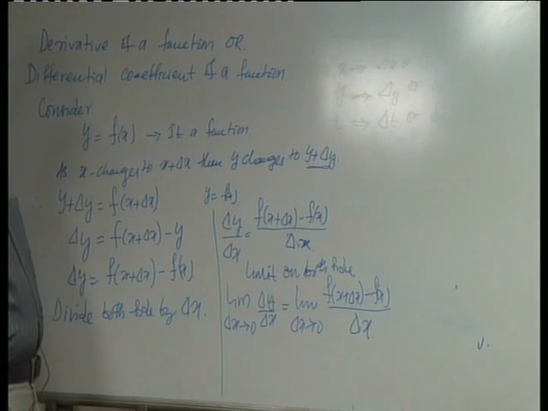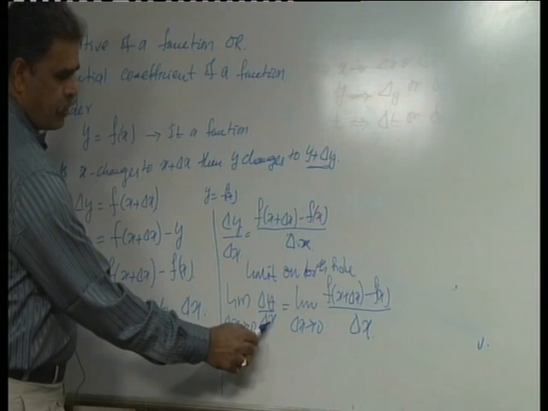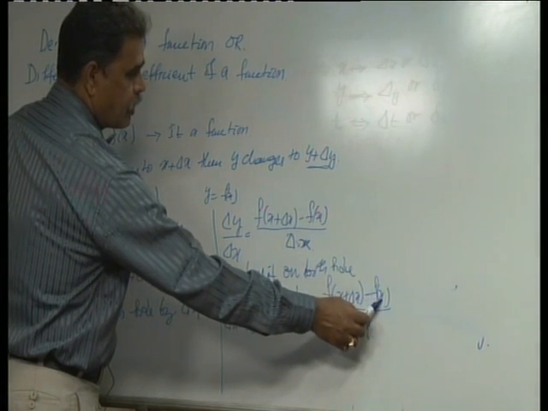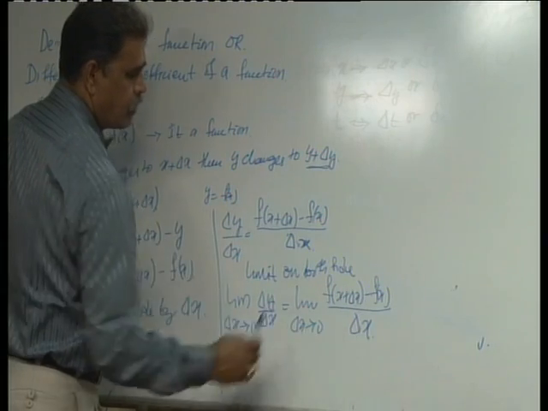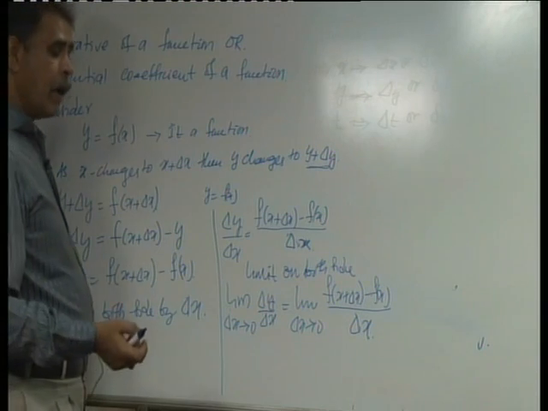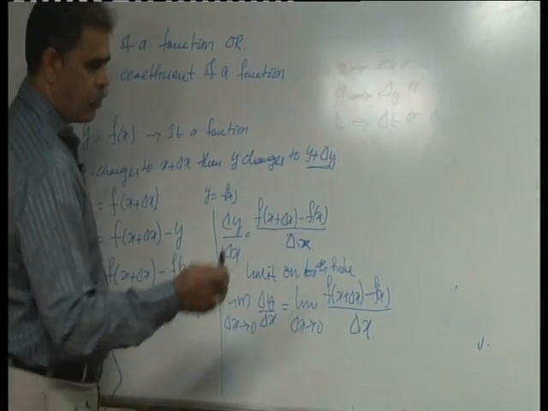If I take delta x is equal to 0, anything divided by 0 is infinity. Here f of x minus f of x is 0, so we get 0 by 0, that is an indefinite form. So we should not take delta x is equal to 0.